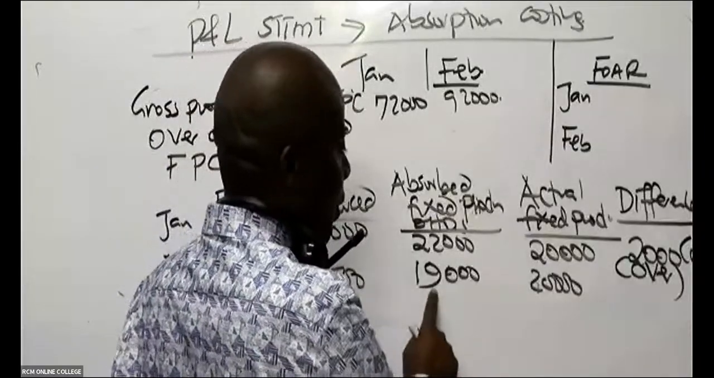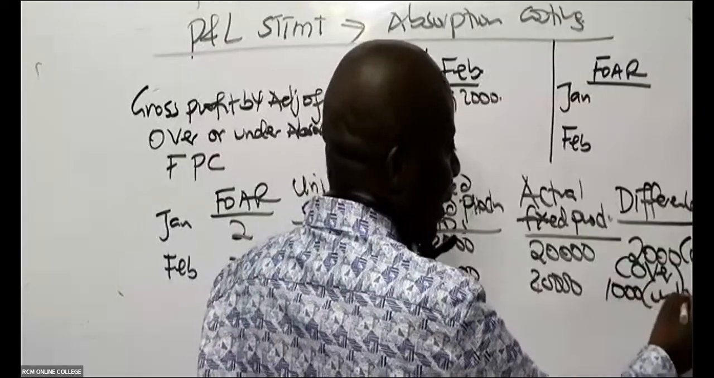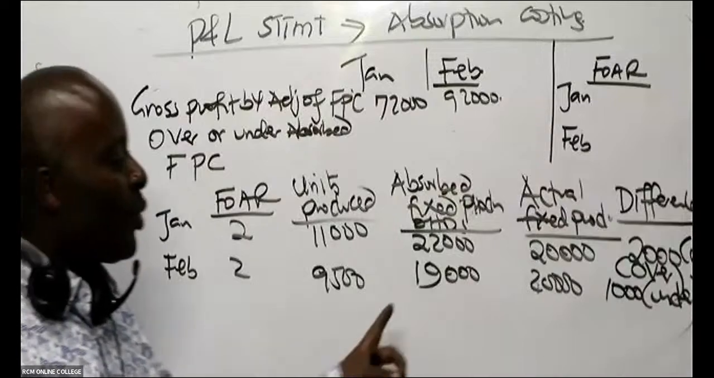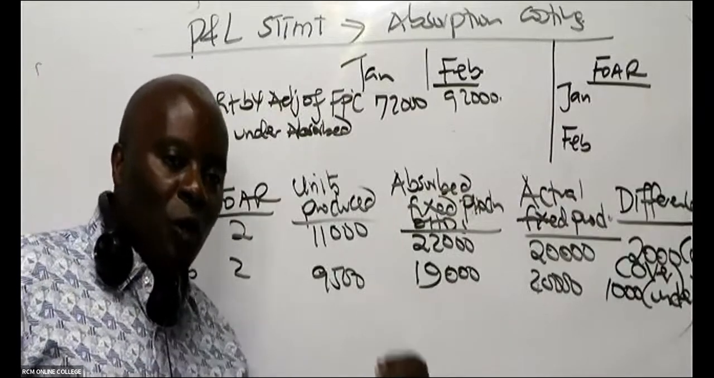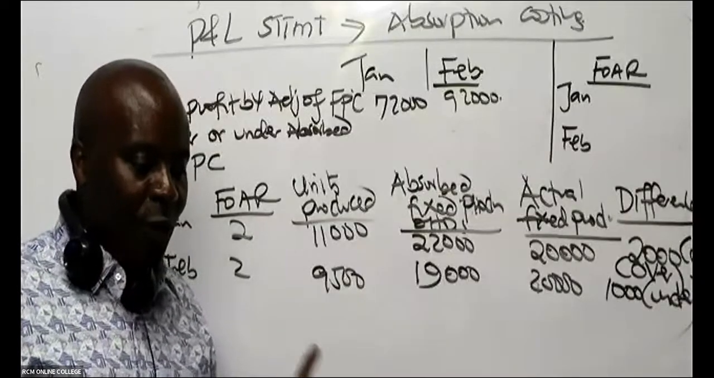How about this one? 1,000, isn't it? And now it is what here, somebody? It's under, isn't it? It's under because the absorbed is smaller. We absorbed little. So is that okay?